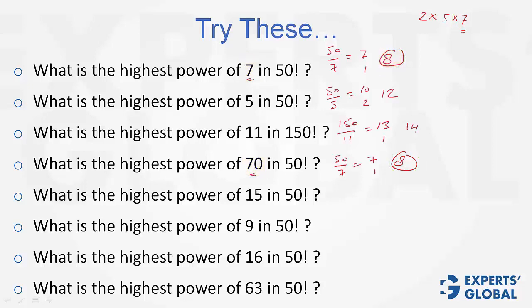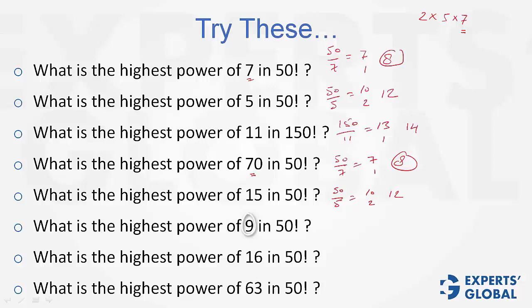Next, 15 in 50 factorial. 15 is 5 times 3, so it's about 5 here. 50 divided by 5 equals 10. 10 divided by 5 equals 2. Overall, 10 plus 2 equals 12.